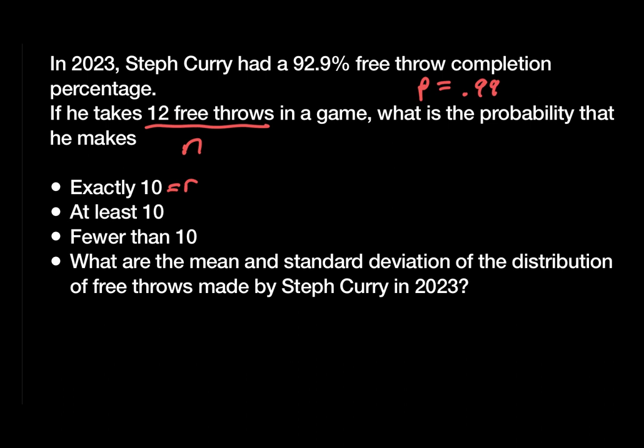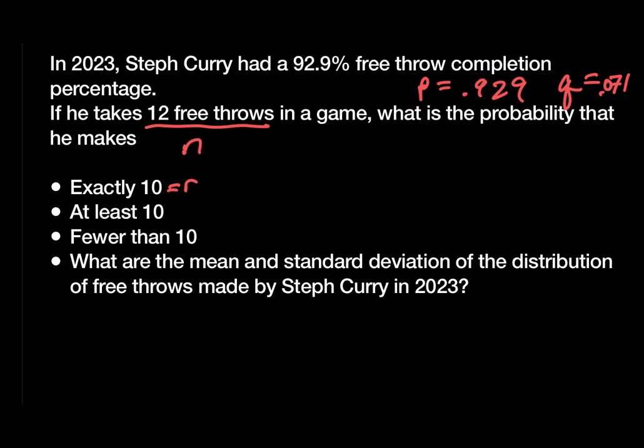0.929. My q, probability of failure, is 0.071. Ran out of room on my slide here. Just got to make them smaller. But the one condition that this does not allow us to have happen is independent.